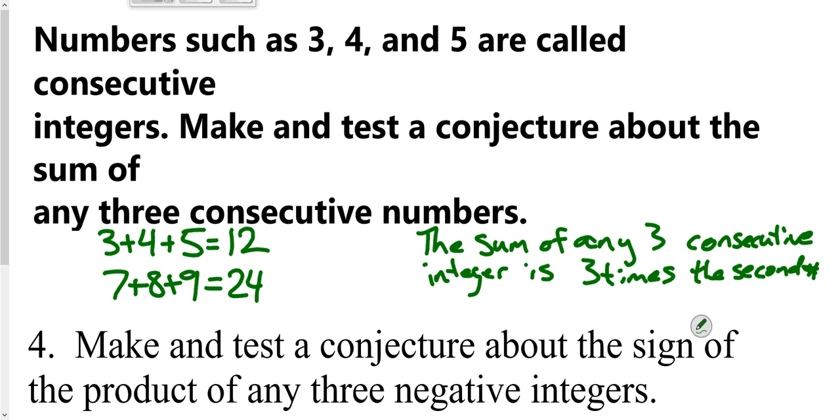And that worked out. We could do that with any 3 consecutive numbers, actually. If we tried 10, 11, and 12, added those up, that would be 33. 11 times 3 is 33. 11 was that second number.